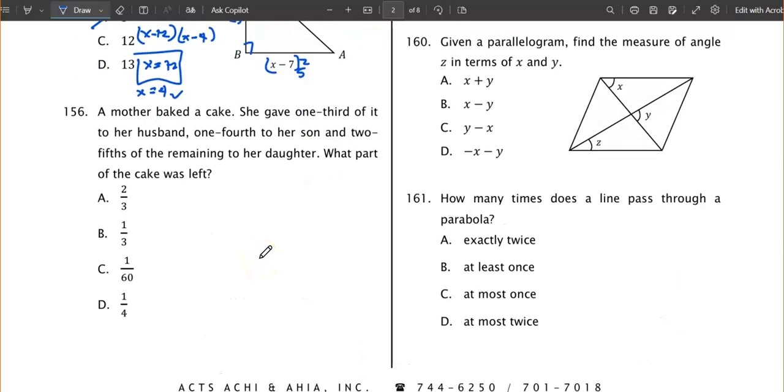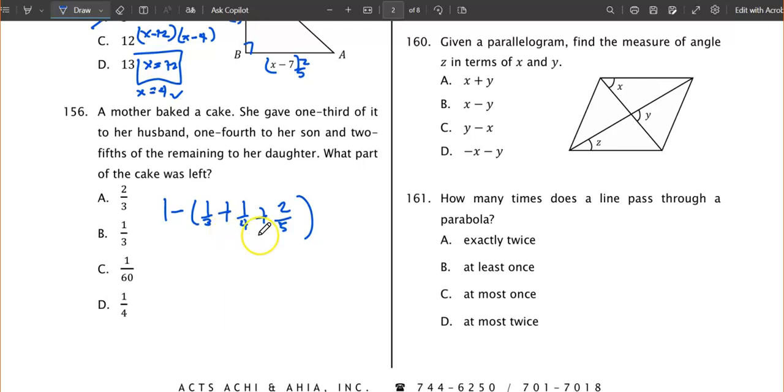156. A mother baked a cake. She gave 1/3 of it to her husband, 1/4 to her son, and 2/5 of the remaining to her daughter. What part of the cake was left? So remember, the entire cake is 1. 1 minus the sum of all the fractions there. That's 1/3 plus 1/4 plus 2/5.